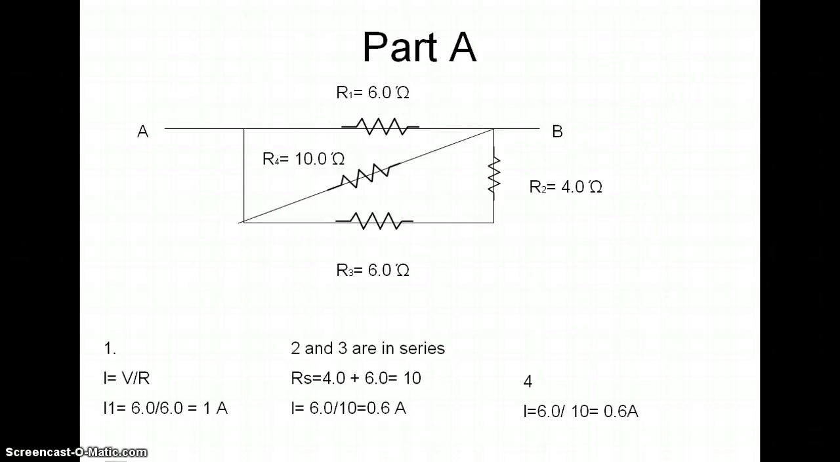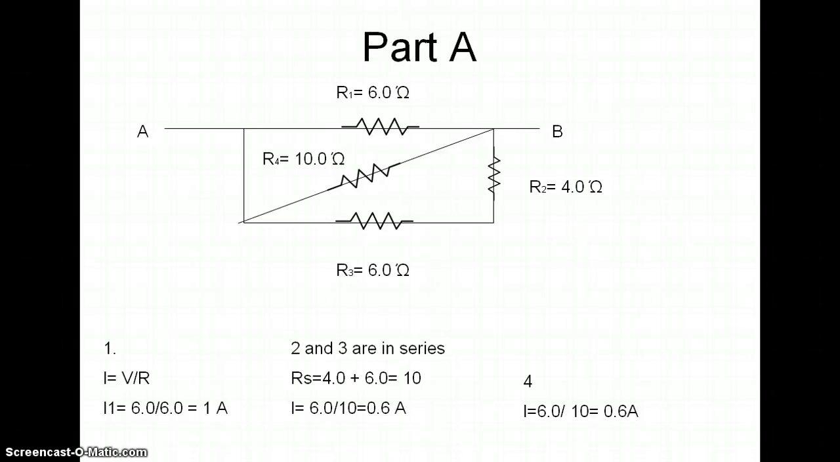Okay, so for part A, to find the current, we just use the equation: current equals potential difference divided by resistance. And from the diagram, we know that the resistance for resistor 1 is 6 ohms, and that the battery is 6 volts. So we just plug those in, and we get the answer to be 1 amp.